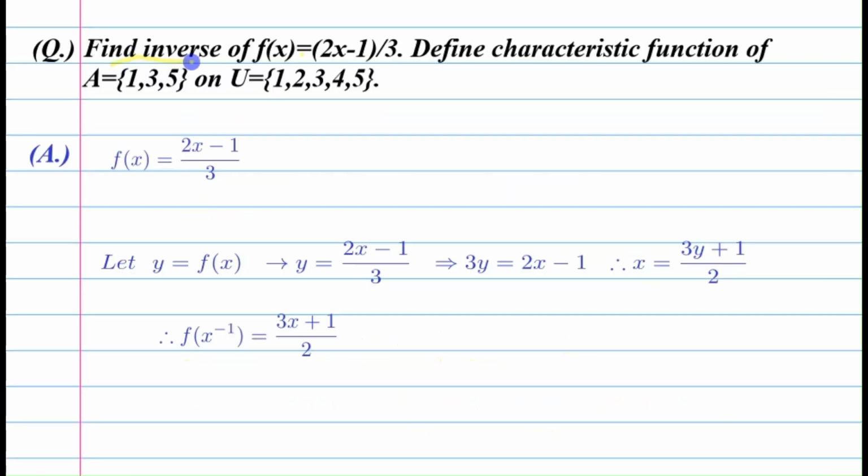In this question we have to find the inverse of f of x, which is equal to (2x minus 1) by 3, and define the characteristic function of A equal to {1, 3, 5} on U equal to {1, 2, 3, 4, 5}. So first let f of x equal to y. So y equals (2x minus 1) by 3. So 3y equals 2x minus 1. So x equals (3y plus 1) by 2. So we can write f inverse of x equals (3x plus 1) by 2.